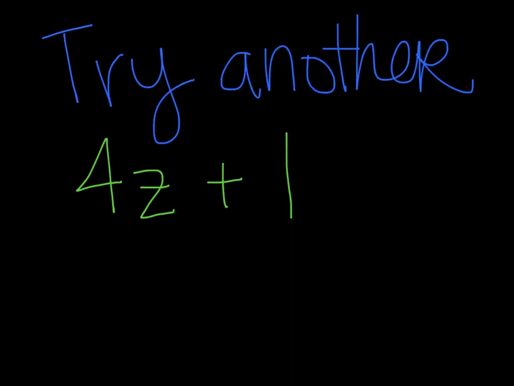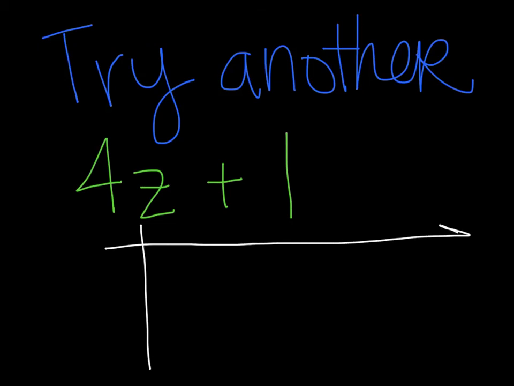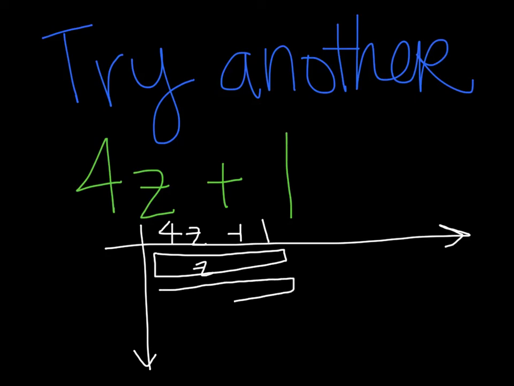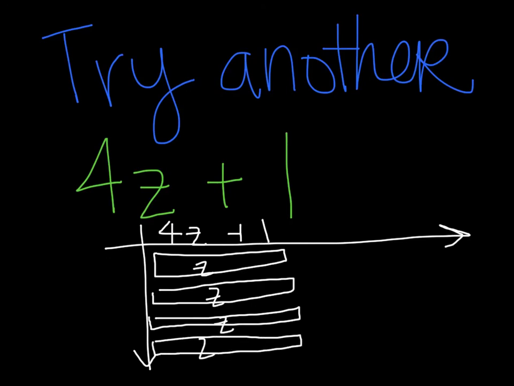Okay, now my last one here, 4z plus 1. So again, pause the video and let's compare. Okay, let's go ahead and compare our answers here. So here's my workspace, and I have 4z plus 1. So I have 1z, 2z, 3z, and 4z, and then 1 constant.